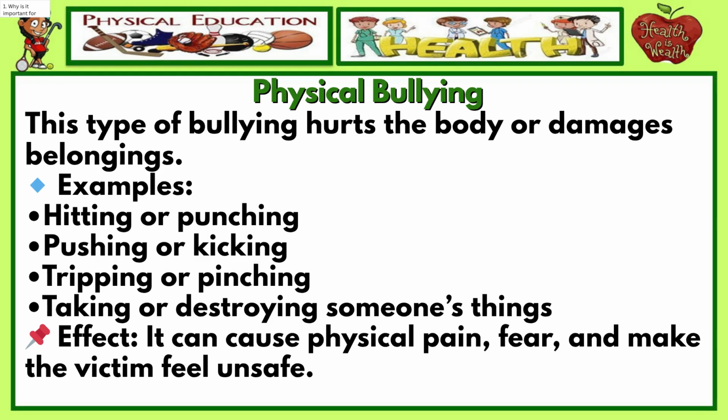Physical bullying. This type of bullying hurts the body or damages belongings. Examples: hitting or punching, pushing or kicking, tripping or pinching, taking or destroying someone's things. Affect: it can cause physical pain, fear, and make the victim feel unsafe.